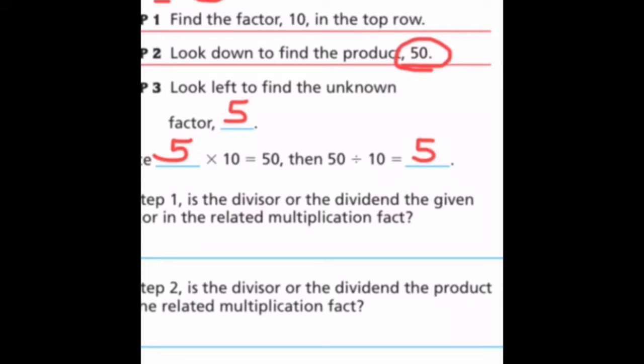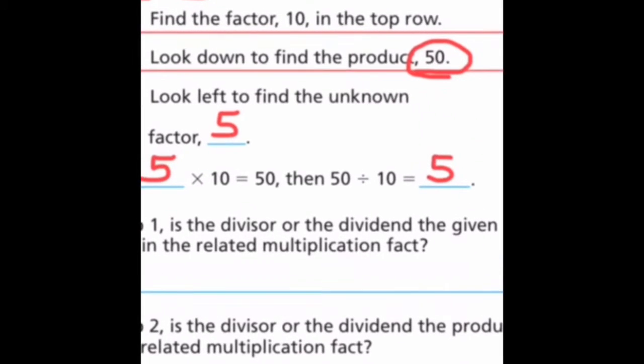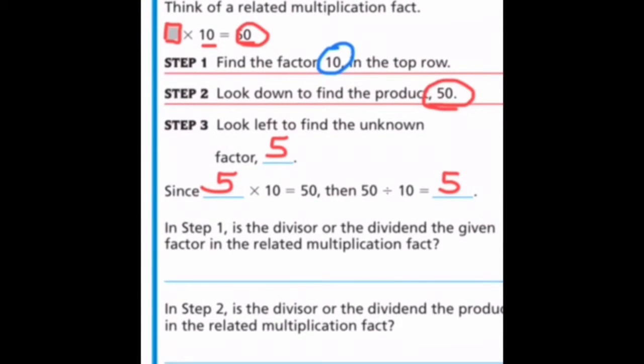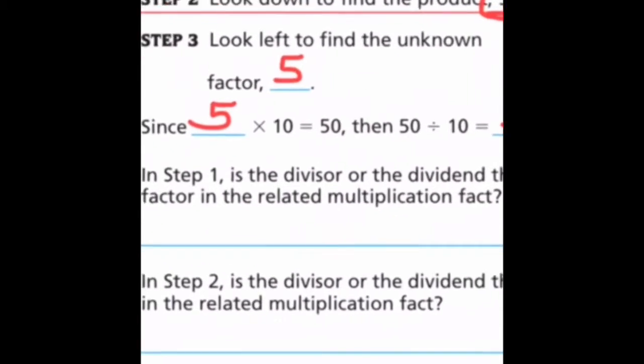So in step 1, is the divisor or the dividend the given factor in the related multiplication fact? So we have to look up to step 1. They gave us the 10. Let me redo that here in blue. They gave us the 10, right? So that then is our divisor.